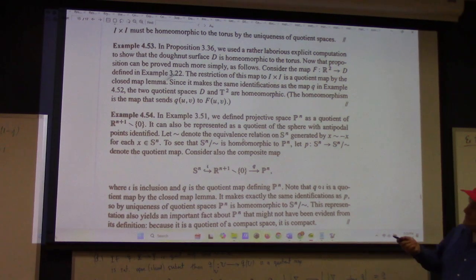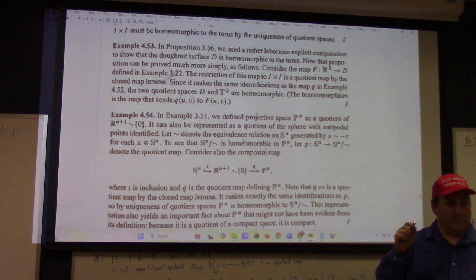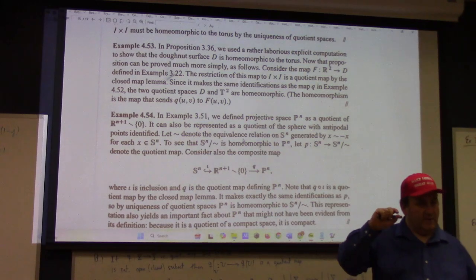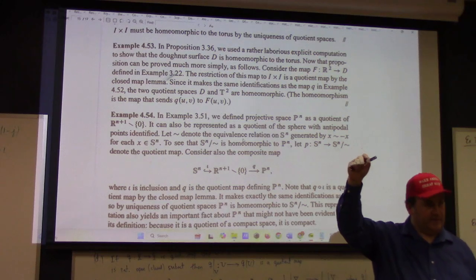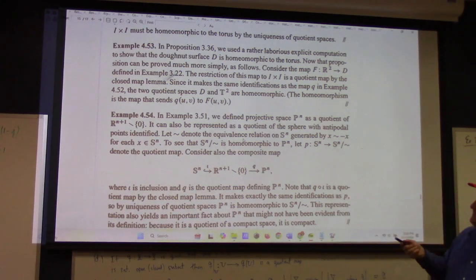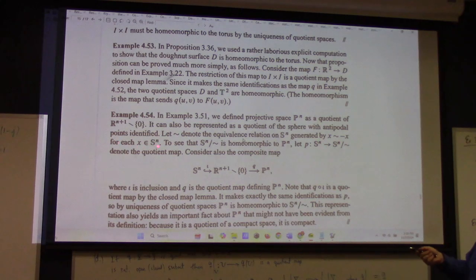Projective space Pn is a quotient. We defined projective space Pn as a quotient of R^(n+1) minus 0. Remember, our identification space was not just rays, but actually lines with the origin deleted. That was the equivalence there. And it can be represented as the quotient of the sphere with antipodal points identified. Let squiggle denote the equivalence relation identifying antipodal points, the antipodal equivalence. Then Sn mod the antipodal equivalence is homeomorphic to Pn.